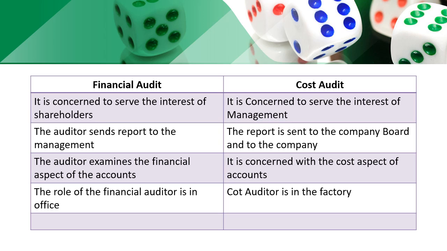And the last point says the role of the financial auditor is in the office, but in case of cost audit, the role of the cost auditor is in the factory, because he has to examine all the manufacturing processes, methods, systems adopted by the company in depth. So he has to work in the factory also. But in case of the financial auditor, his duty is confined only to the financial statements, so that he can work in the office only. I hope you have understood the differences of financial audit and cost audit.